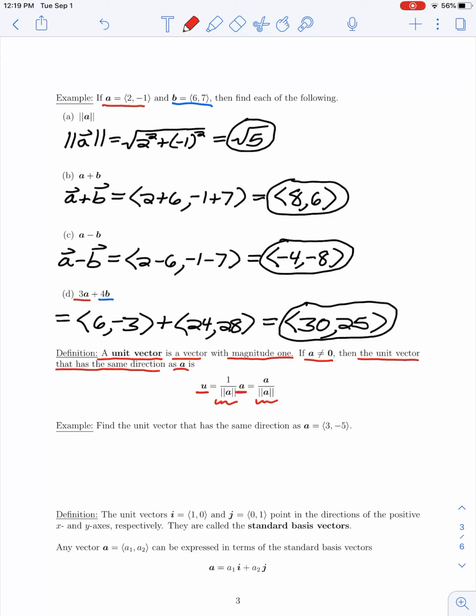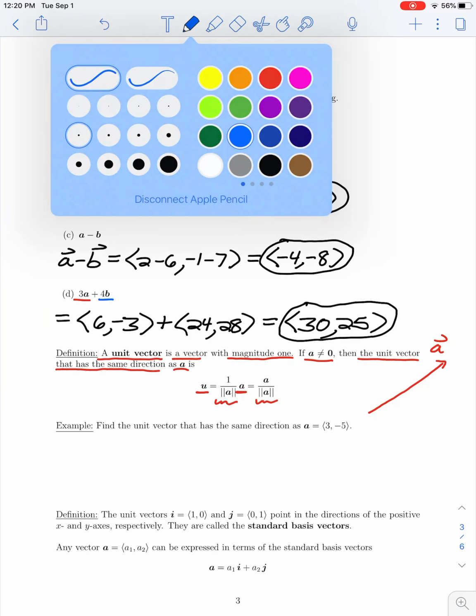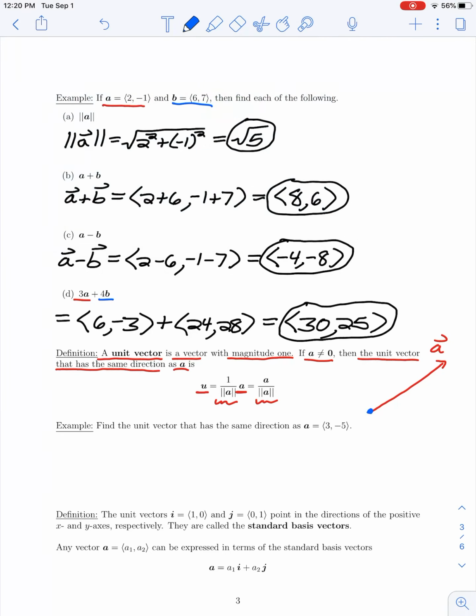All right. So visually here, if I have some vector A, which is non-zero, so it does have some positive length and an indicated direction, then a unit vector acting in the same direction as A would be this vector u, where the magnitude of u is equal to 1. And this is found by taking the vector A and dividing by the magnitude of A. All right. So let's look at an example of this.